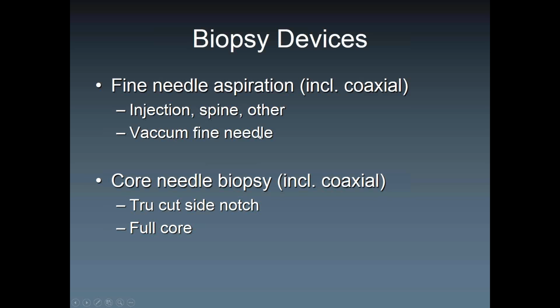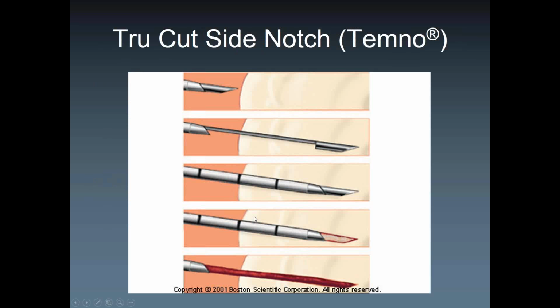We no longer use the vacuum needle, but that's something that you have to keep in mind, that there's devices out there that can combine FNA technique with a vacuum aspiration technique. So it's different handles, so to speak. I'm not going to talk about these ones here too much. I'm going to talk a lot more about the two fundamental techniques that we have for core needle devices. One is a true cut side launch needle, and the other one is a full core biopsy. I'm going to show you in a few seconds here.